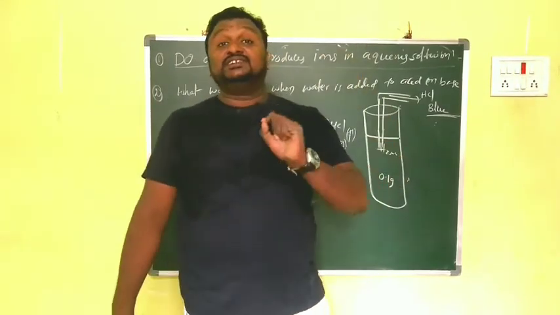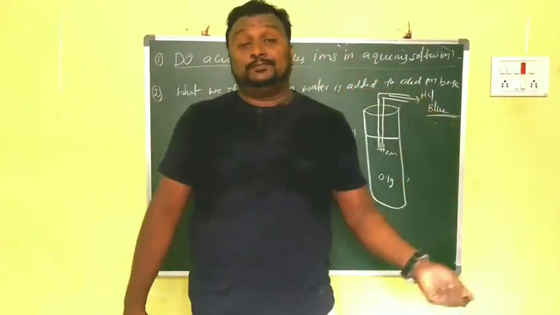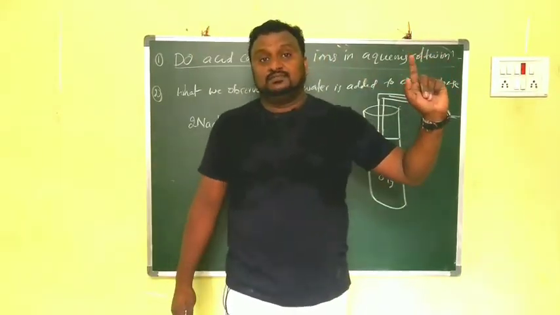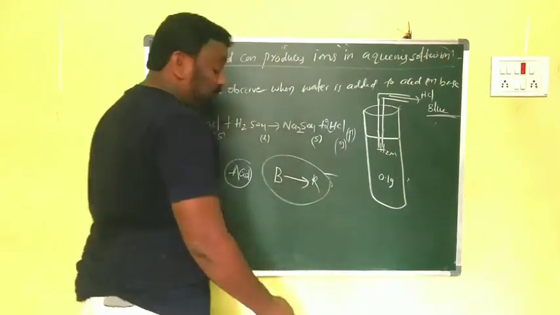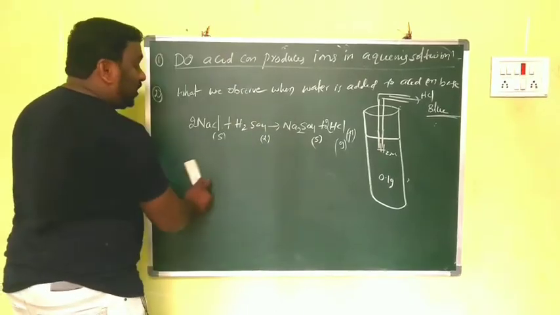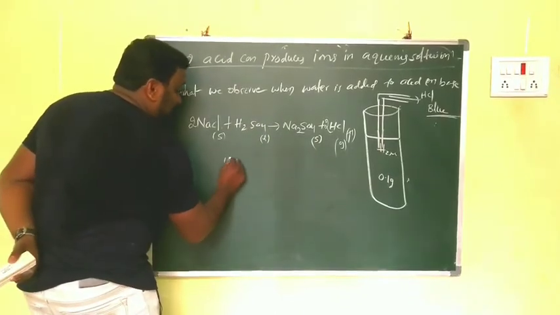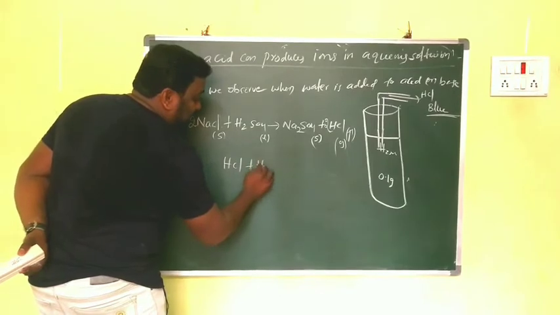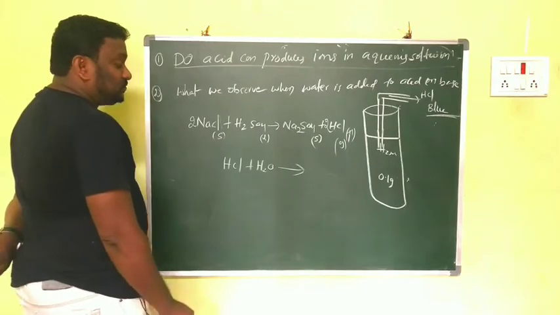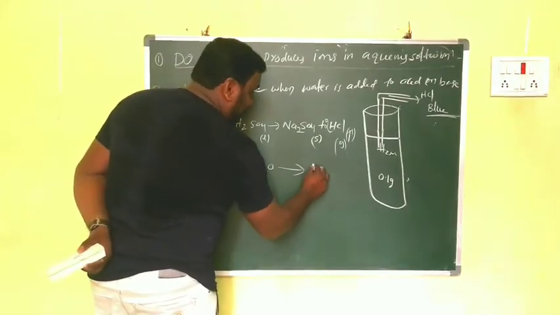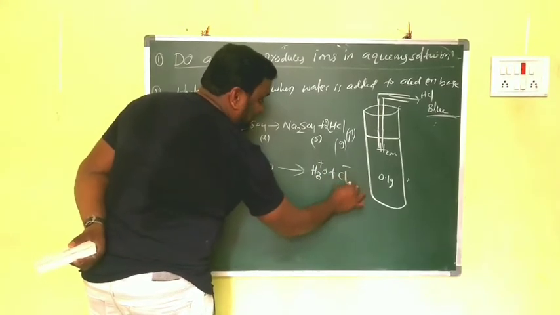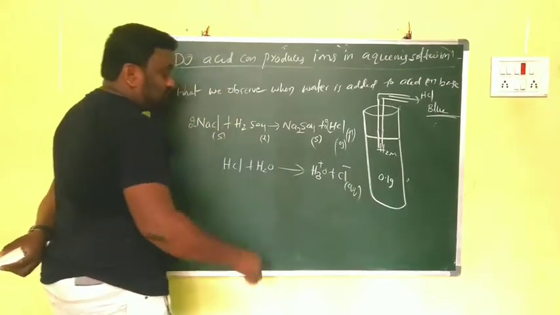That HCl does not change the litmus paper from blue to red. But if we take aqueous, it should change. Clear, children? Generally we can show the reaction between HCl and water like this. If water is there, this should happen: HCl plus H2O gives rise to H3O+ plus Cl-. Now this is the aqueous.